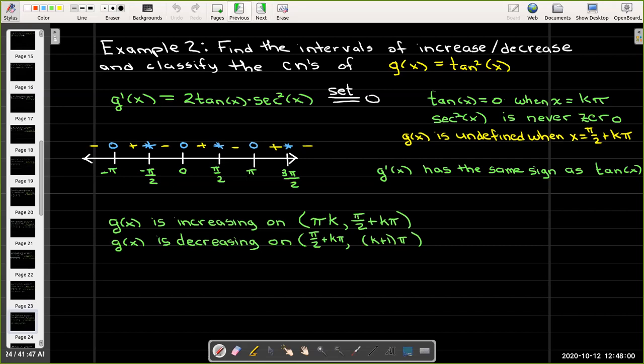Where is it decreasing? Well, from negative 3 pi over 2 to negative pi over 2 to 0. So these are ending on integer multiples of pi, and they start at pi over 2 plus an integer multiple of pi. And we already noted that the critical numbers are all local mins.